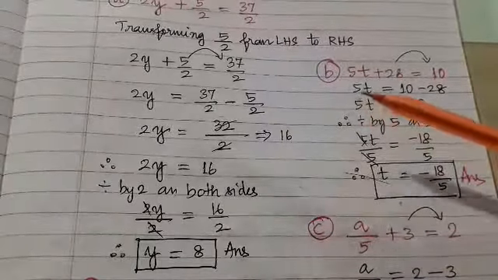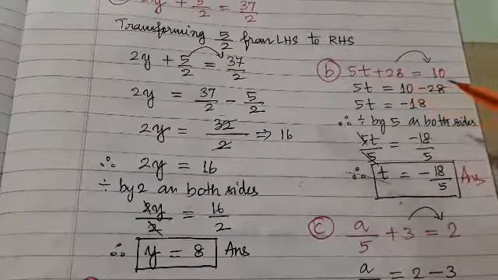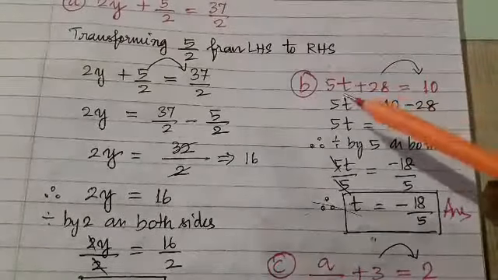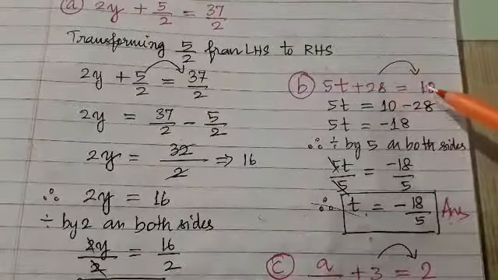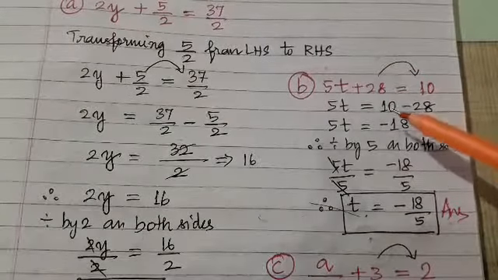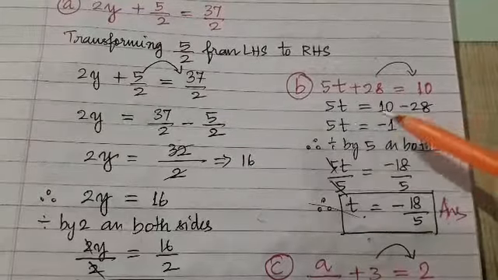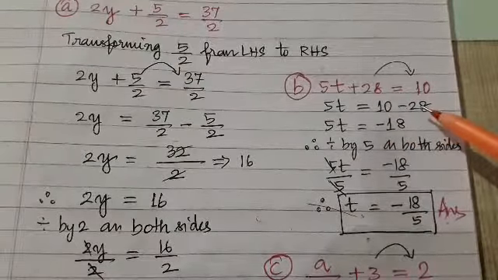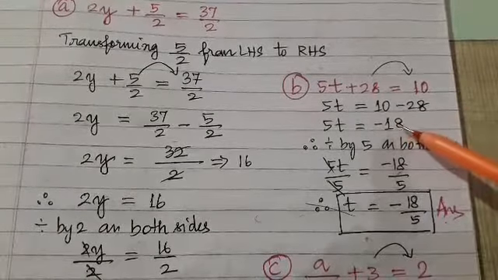Same way in problem B. 5t plus 28 equal to 10. Then shift this 28 to the other side, it will become minus 28. So 5t equal to 10 minus 28. So 5t equal to minus 18, because 28 is the greater number, it will be a minus number, so we are subtracting 10 from 28. So you will get minus 18.